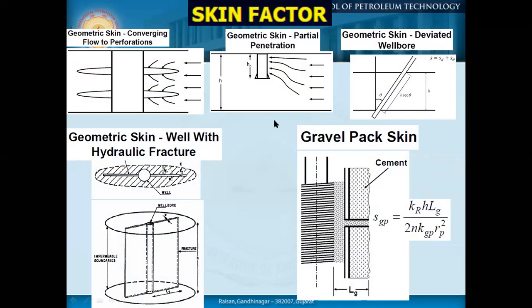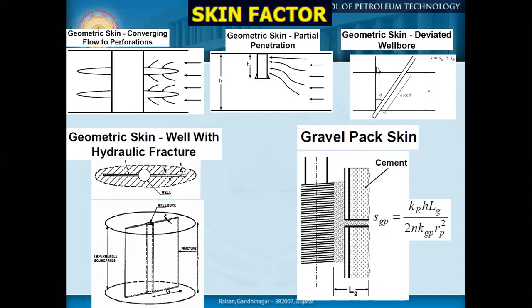Okay, so this is one part. You can see this is geometric skin and converging flow, that is bottlenecking. We have the pay thickness higher, but we have only perforated a few portions, or maybe the successful perforation is few. Then second is geometric skin, partial penetration. We have the whole pay thickness H, but we have perforated only a small part, and that's why you can see this type. After that you get a convergence of your flow. That's why it can also affect as a skin.